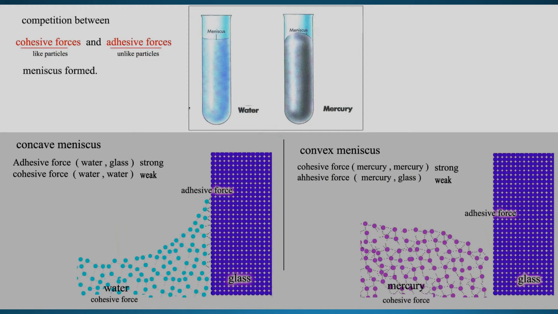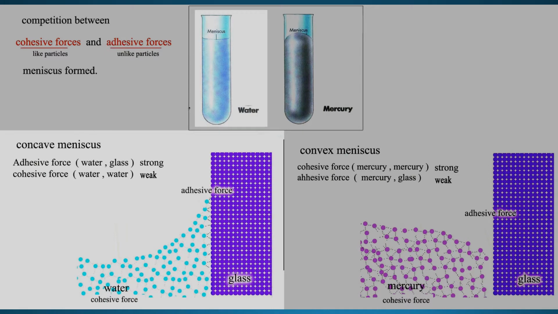This has to do with the competition between the cohesion force and the adhesion force. Now, let's explain. Why would it form a concave shape? Reason. Look, the water attracts to water itself. Water attracts to water itself. This is A attracting to A. So this is a cohesive force.